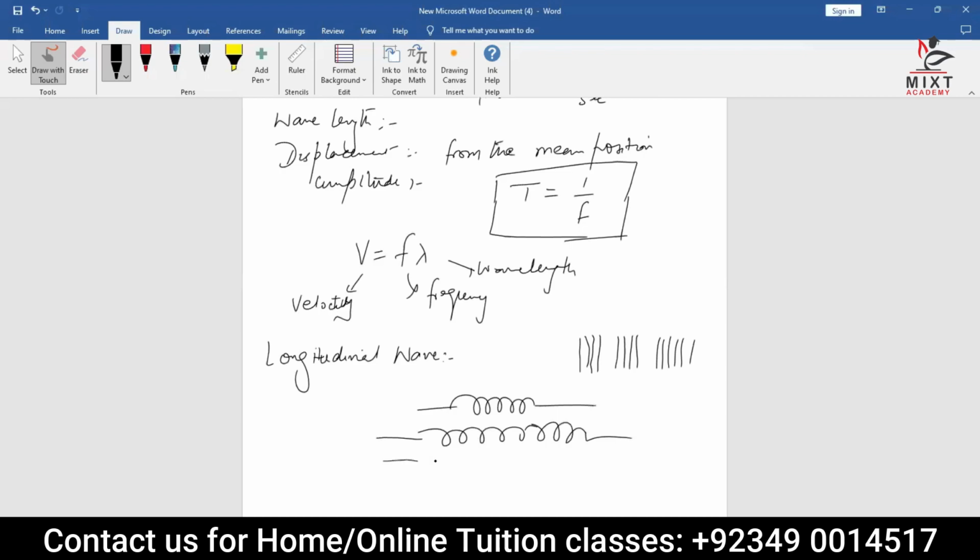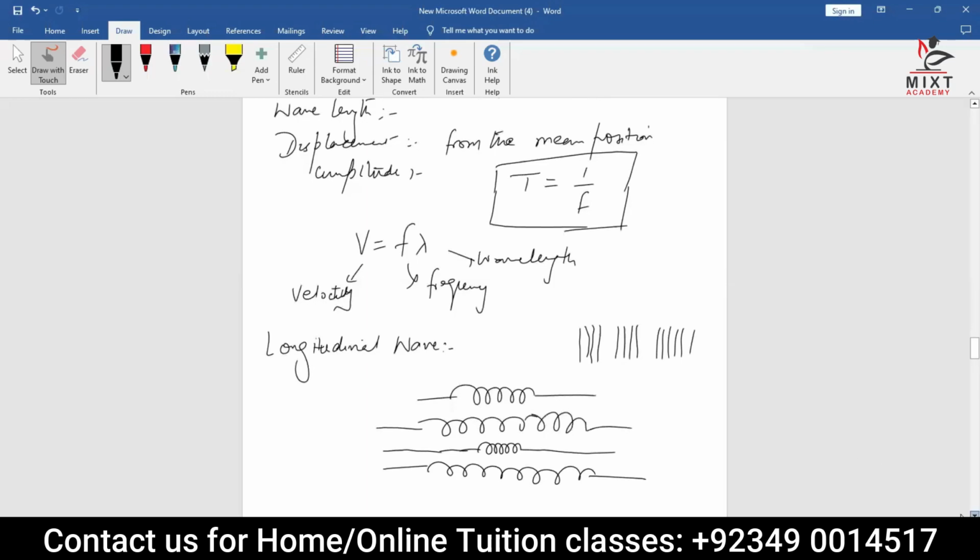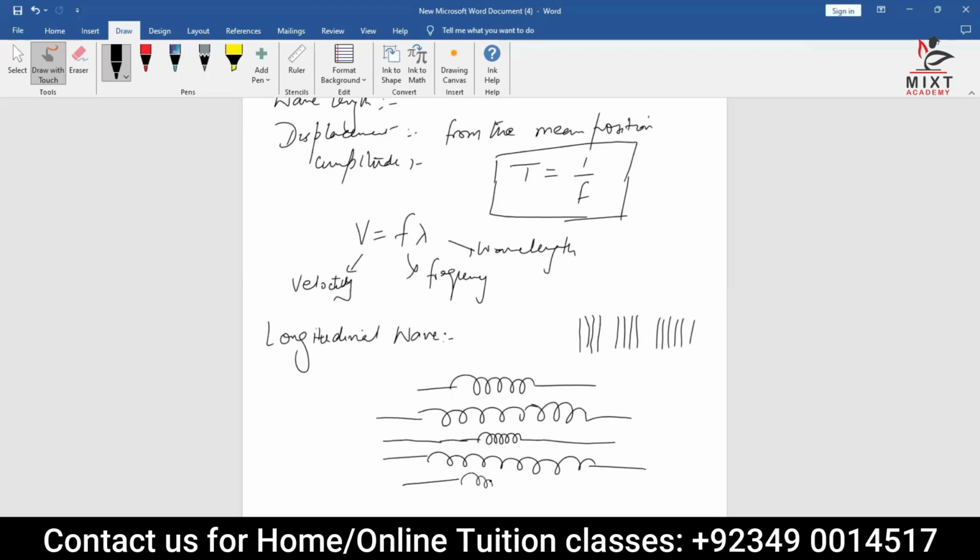Once you release it, the force will take that spring to a position where the spring is compressed. Then at this point again, the force will take that spring to be elongated. That happens once or twice or thrice, and then after some time your spring reaches its actual shape, the shape of a spring in which there is no disturbance, no wave. We call that position the mean position.